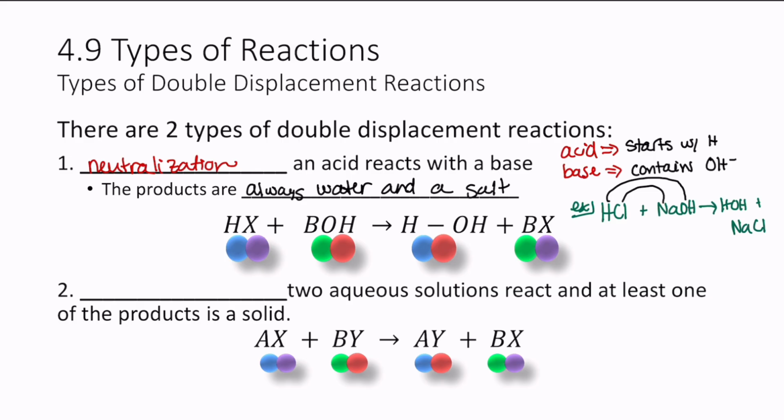The other type of double displacement reaction is called a precipitation reaction. And a precipitation reaction is when you have two aqueous solutions. Aqueous simply means mixed with water.